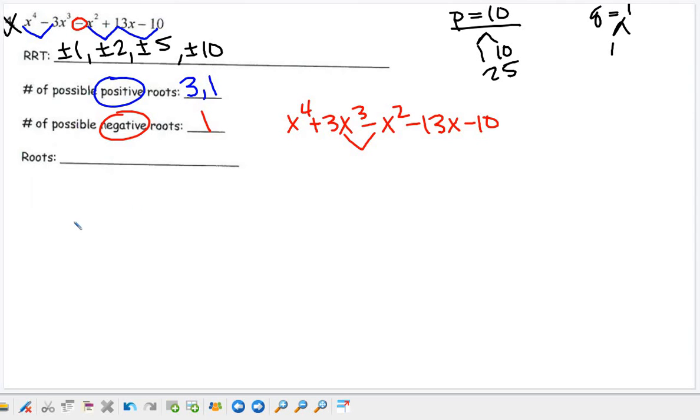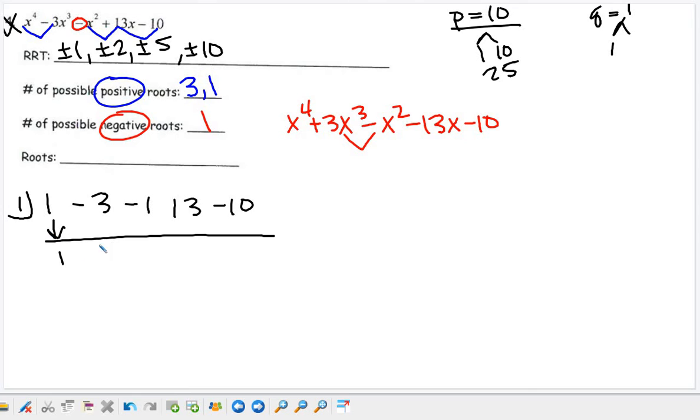Okay, so my go-to is to start at 1, just kind of see where I'm at. So I have 1, -3, -1, 13, -10. So 1, 1, add, multiply, add, multiply, add, yay! So we have a positive 1.